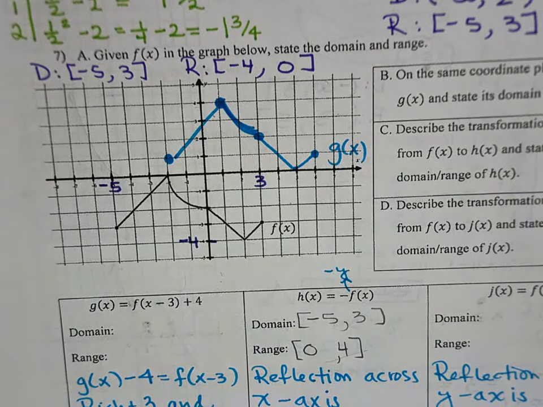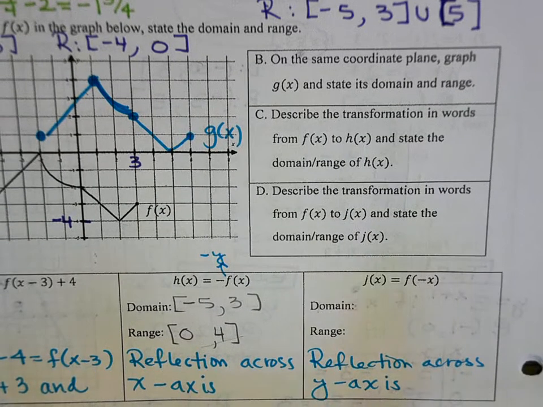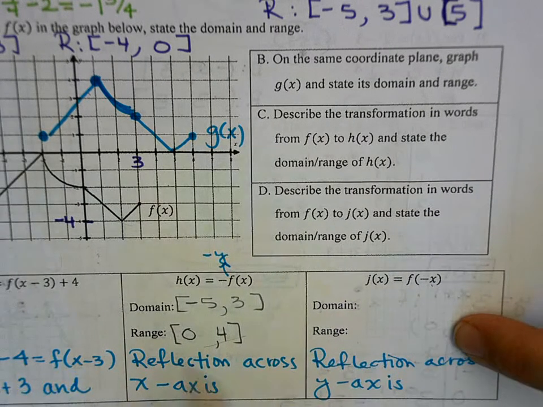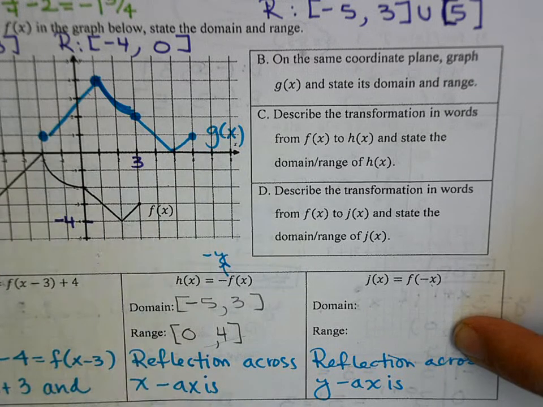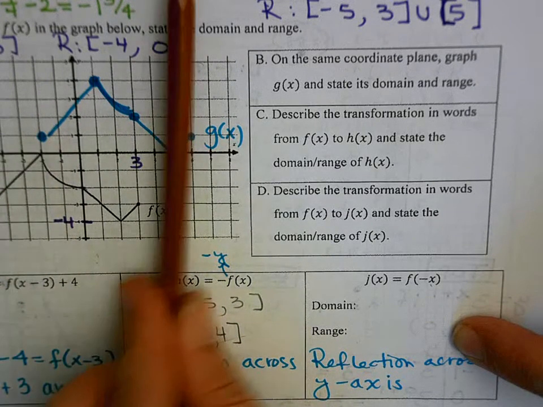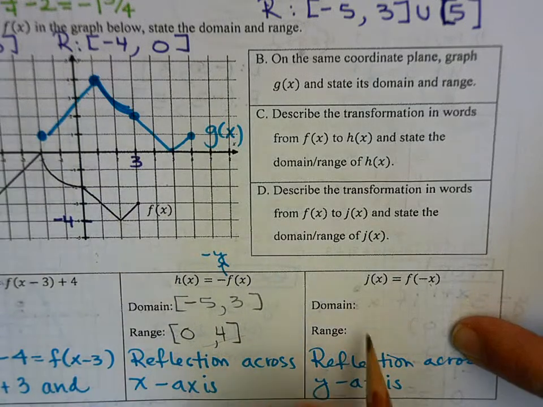All right, and then let's take a look at this one here. So again, we're doing reflection across the y-axis, so my x's are opposite. So this graph here, the x's become opposite. So instead of 3, it goes to negative 3. Instead of negative 5, it goes to positive 5. So when I'm doing that, my y values don't change at all, so my range will be exactly the same.